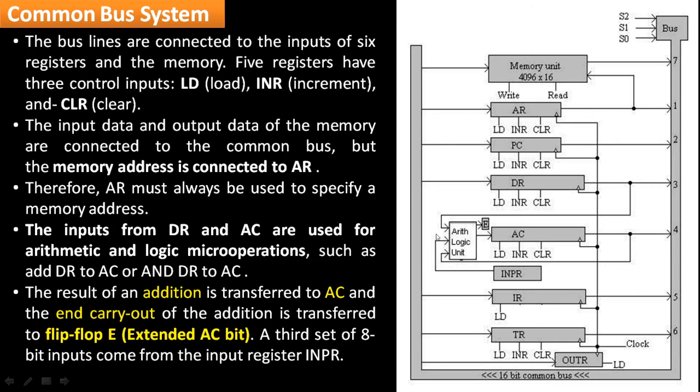So here we can see from the arithmetic logic unit we have an end carry out. So if after performing any operation we have a carry out from the last bit, the most significant bit, then that gets reflected in E, which is nothing but a 1-bit flip-flop. We usually call that the extended AC bit, that is the accumulator bit.